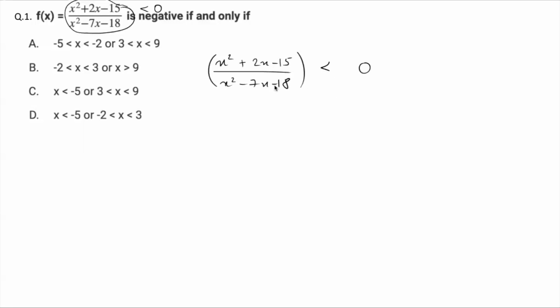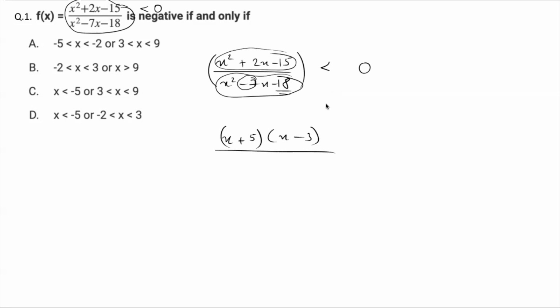So what I will first do is factorize the two quadratic expressions. As you can see, there are two quadratics, in the numerator and denominator both, so we factorize them first. In the numerator, you have x square plus 2x minus 15. We want two numbers whose sum is plus 2 and product is minus 15: 5 and minus 3. So the numerator can be split as (x plus 5) into (x minus 3). And in the denominator, we want two numbers whose sum is minus 7 and product minus 18, so minus 9 and plus 2. So (x minus 9) into (x plus 2). This entire thing should be less than 0.